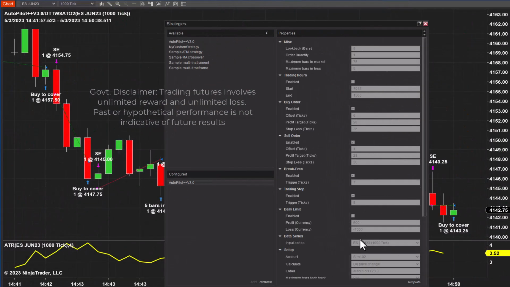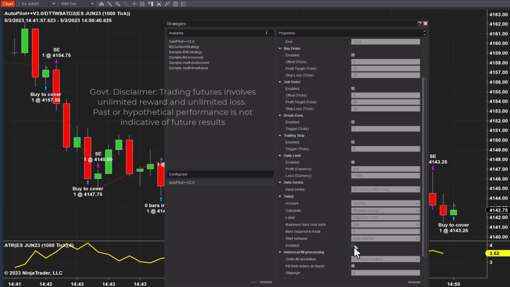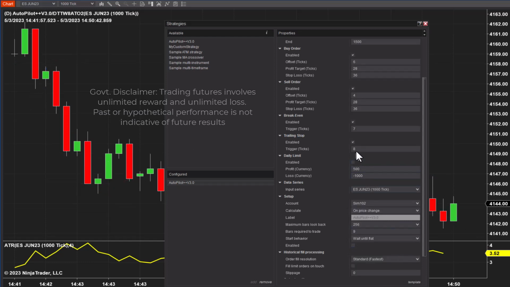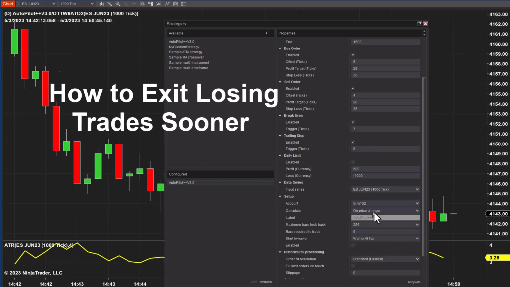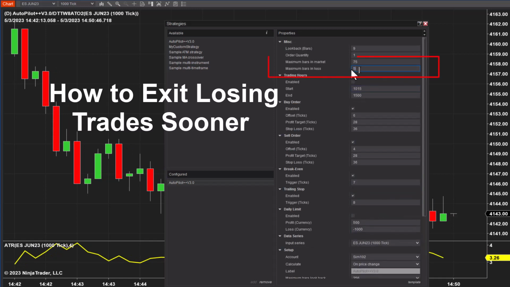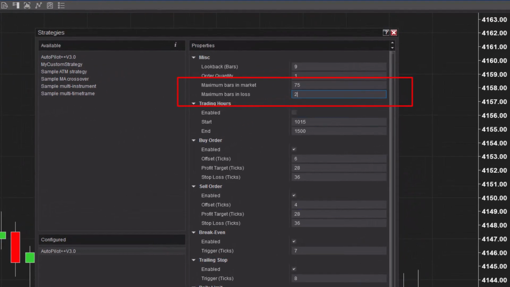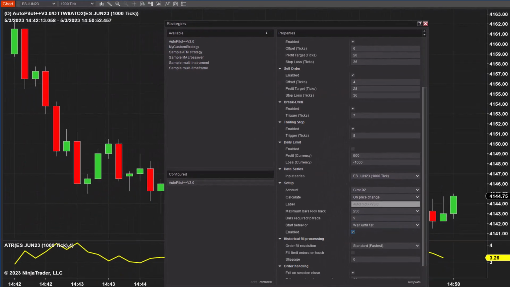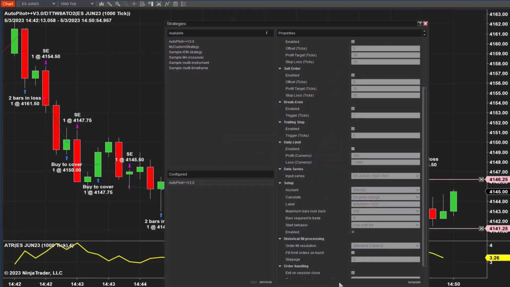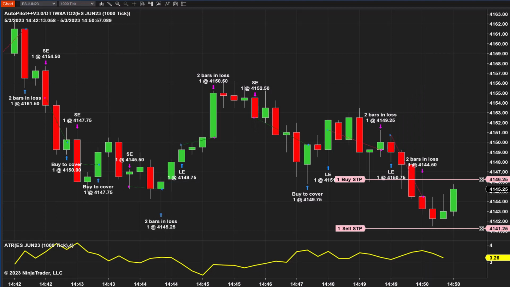Alright traders, today is May 3rd, FOMC day, and what I want to show you is how to cut your losing trades out of the equation as fast as possible. What you're seeing here is a new setting called the maximum bars in a loss, and it does exactly what it's intended to do. It's how many candles you want to stay in a losing trade. That's what I'm going to show you in this video.